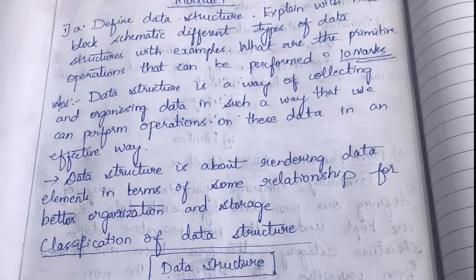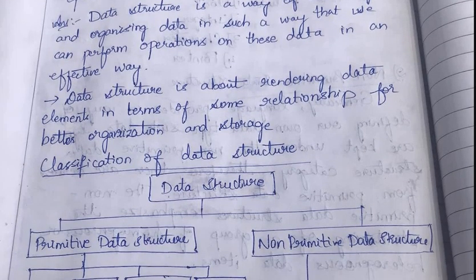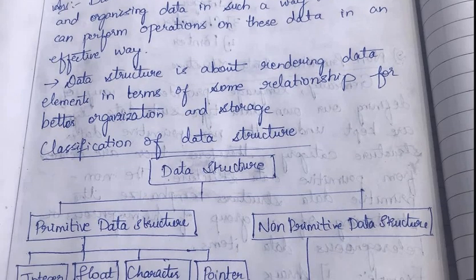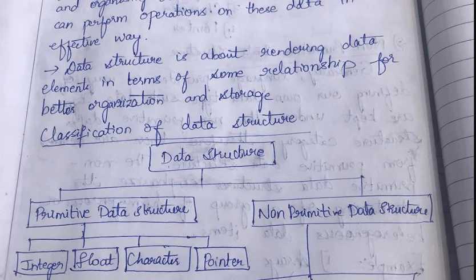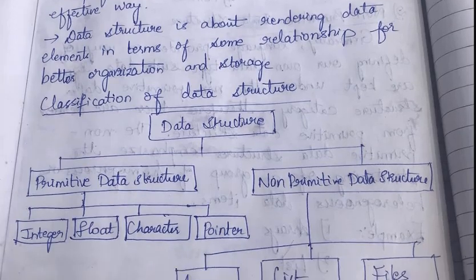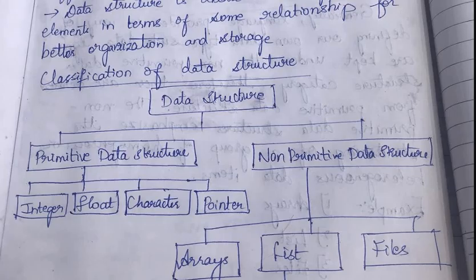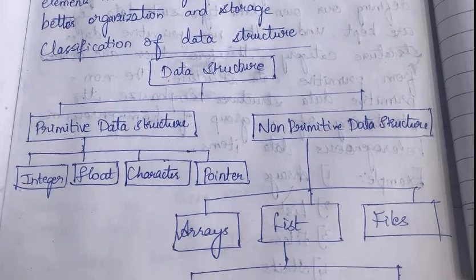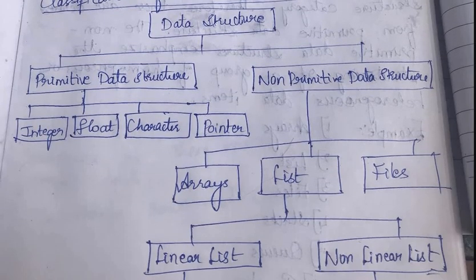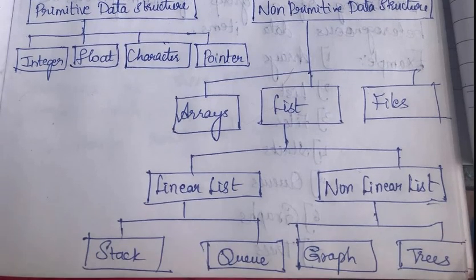The data structures can be classified into two types: primitive data structures and non-primitive data structures. Obviously these are the types of data structure, so you have to write primitive data structure and non-primitive data structure. Under primitive data structure we have integer, float, character, pointer. In non-primitive data structure we have arrays, list, files. Under list again it can be classified into linear list and non-linear list. Under linear list we have stack, queue, and under non-linear list we have graphs and trees.